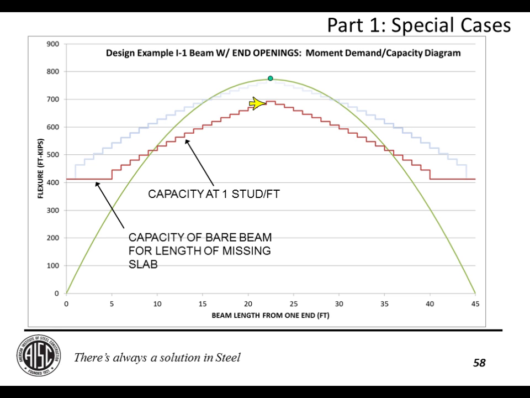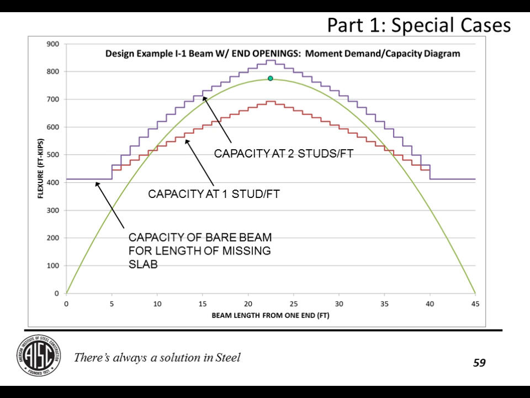So there's a couple things you could do with this particular beam. You could just choose a bigger beam. You could size it based on non-composite action, or you could go in and put in additional shear transfer. So let's say instead of 1 stud per foot, I had 2 studs per foot. So you'd go in and recalculate the capacity, and it would look like this in purple. So here we gain quicker, and we're able to go up and over the required demand. So this is a case where you could certainly use that beam and use its composite action to meet the demand, even with slab openings at both ends.